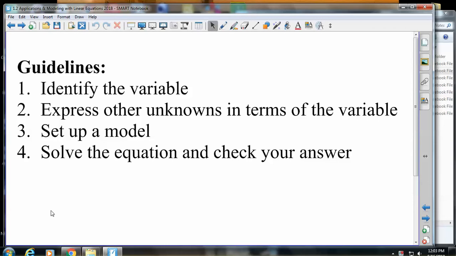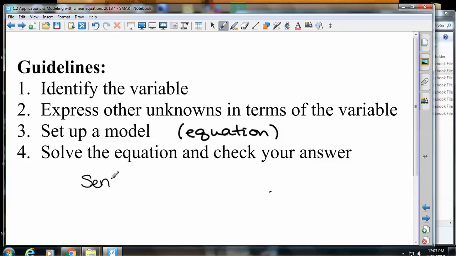Second step, we need to express anything else in terms of that same variable. We're not going to solve equations with x's and y's and z's in them. We want to just have one nice equation with one variable. So we'll put everything in terms of that. Step 3 is set up a model. That's writing your equation. Step 4, we will check your answers. Some problems you might get 2 answers and you have to see if they both make sense.